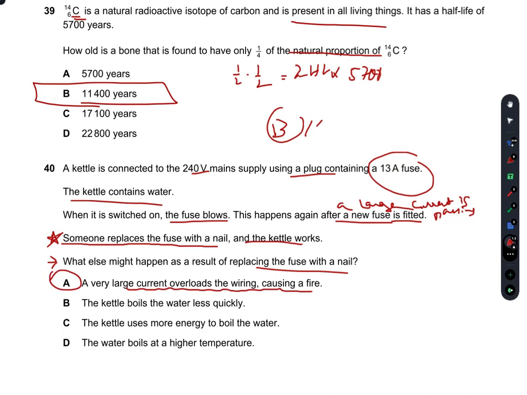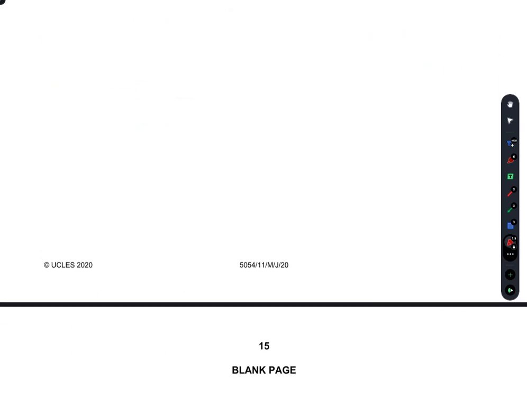The kettle boils the water less quickly. No, the same current is passing through the wire. There is a high current passing through the wire, but the kettle would still use the same amount of current which it initially requires. So B, C, and D are incorrect. A is the option, and this replacement of the fuse with a nail allows a large current to pass through the wiring, and this would induce a fire in the circuit. So A is the right answer.